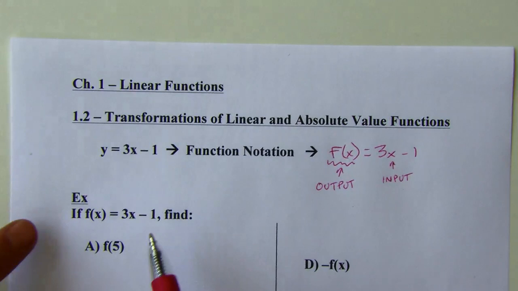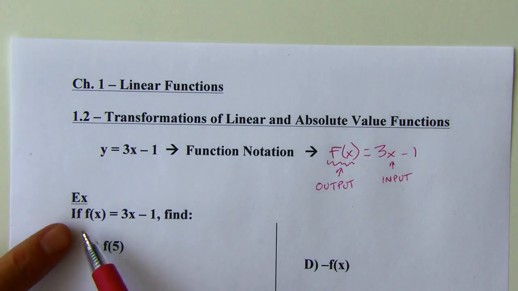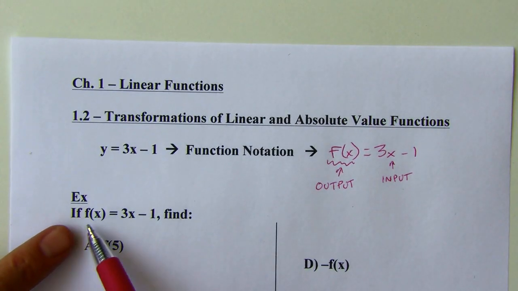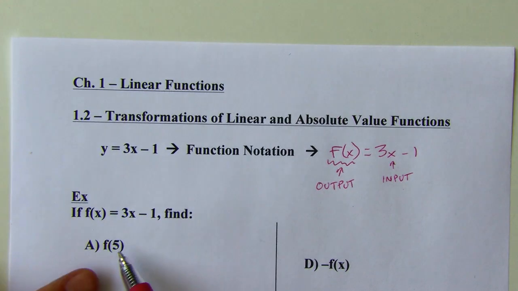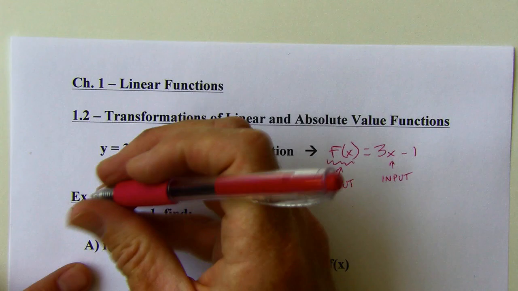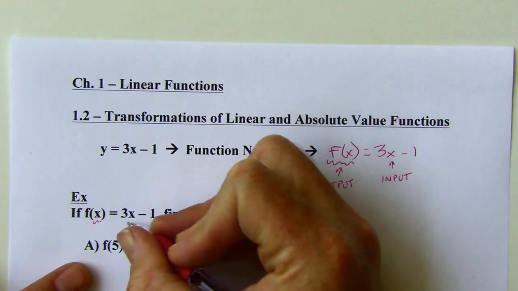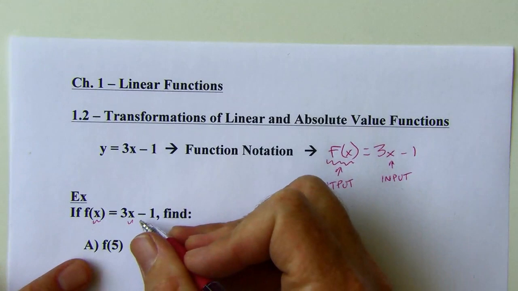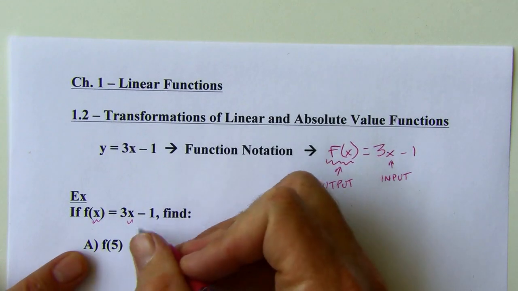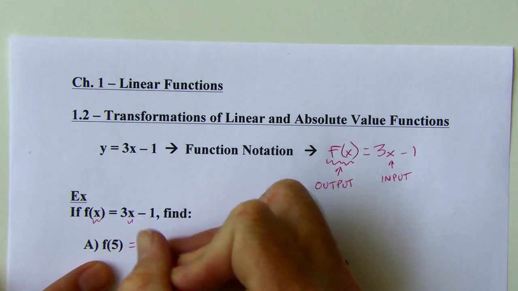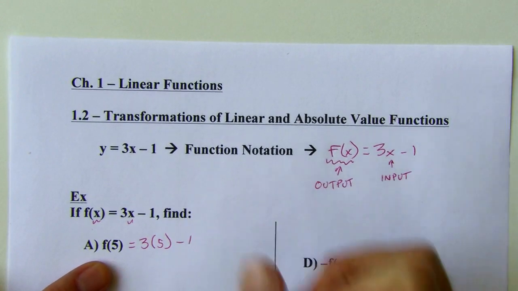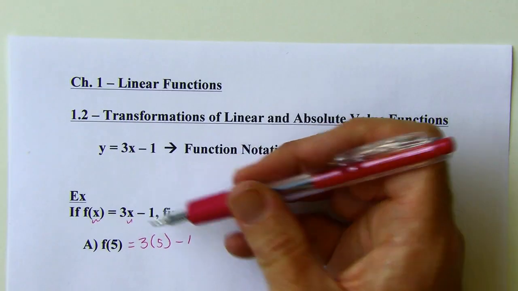The difference is when I've got something like this. In this next example, I've got f of x equals 3x minus 1. And then I'm supposed to find f of 5. That just means instead of x being my input, I'm going to input 5 in that position. So if f of x equals 3x minus 1, f of 5 is going to equal 3 times 5 minus 1. I just replaced the x over here with a 5.